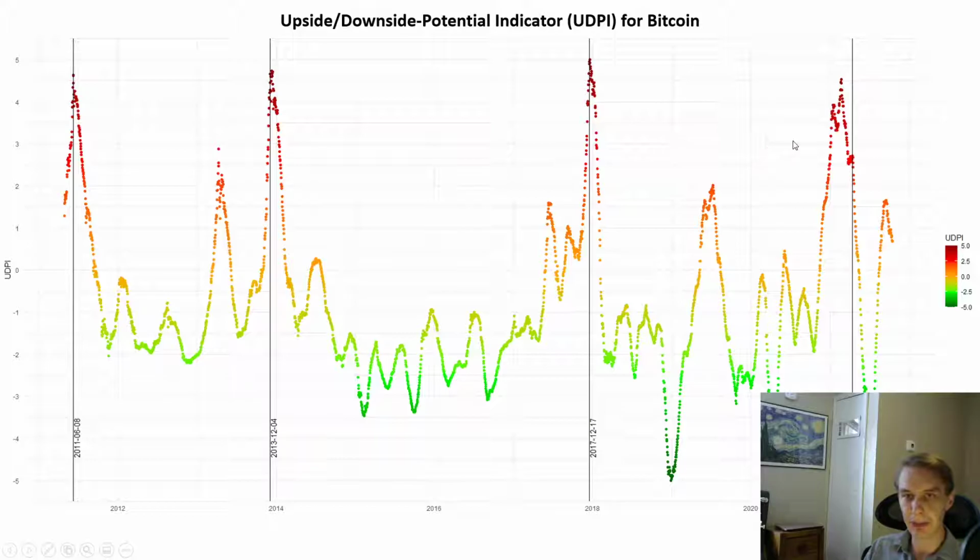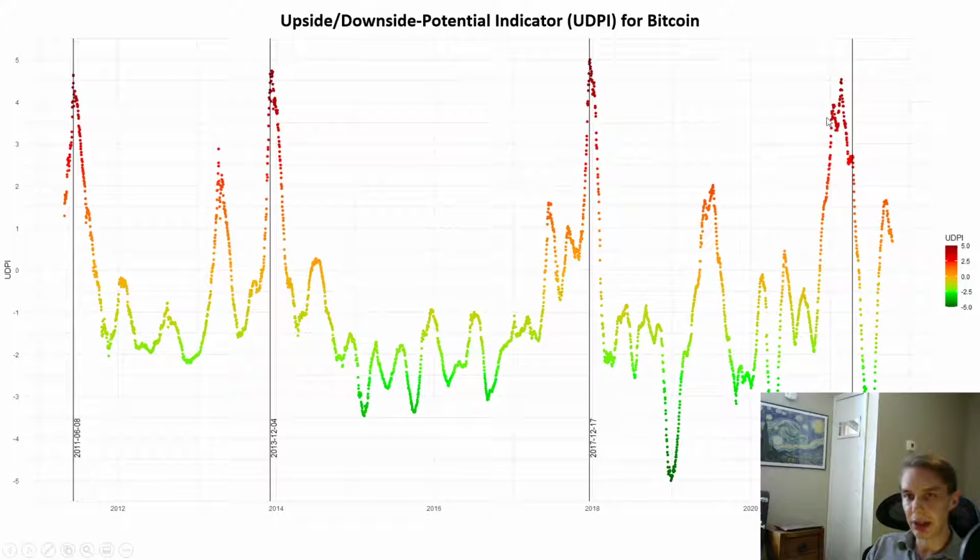Now it is interesting to look over here at this 2021 local top that we had. It's not clear yet if it's the actual market cycle top, but it was at least a local top. What you'll see is the UDPI was actually spiking a bit before the actual top. The actual top occurred on April 13th of 2021, but the UDPI actually spiked back in February at the local top back then when we hit about 58K.